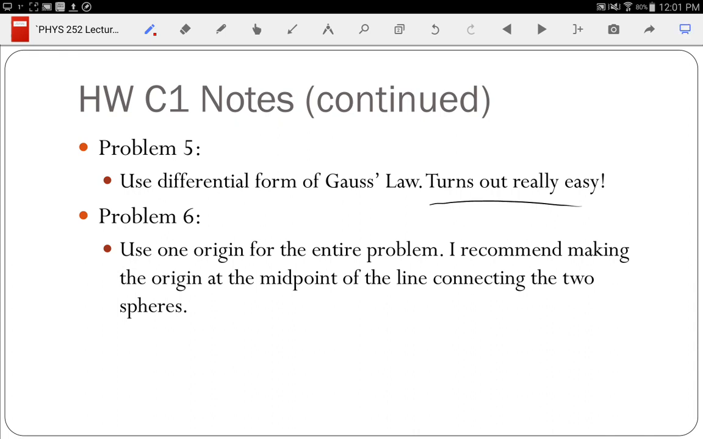Overlay. Yeah, we overlay them. Since electric field is a vector, we just add the vectors. That's all it means when it says use superposition. We're just adding the vectors up.